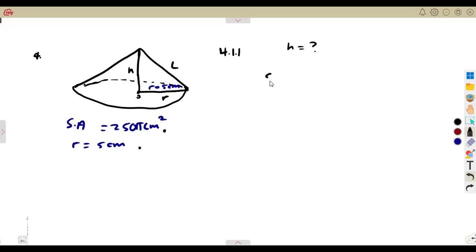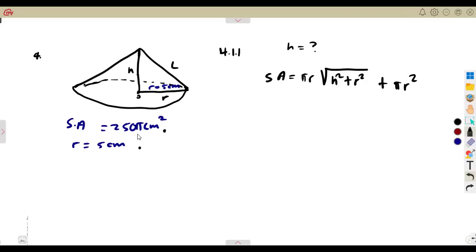It is given as the surface area. So I'm just going to write it in short. The surface area of a right cone is given as pi r times the square root of h squared plus r squared, plus pi r squared. We have this formula, and that is the best formula for us to use since we want to calculate h.